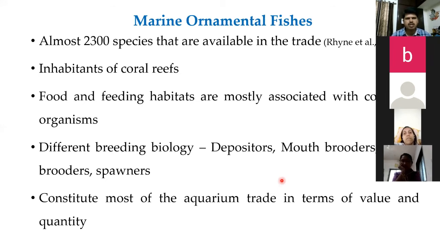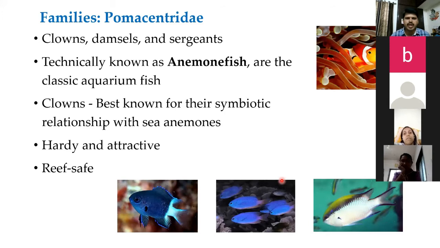And fishes constitute most of the aquarium trade. I'm not going into detail on all of the families, but I would like to highlight a few families because these families constitute most of the marine aquarium trade. So one is the Pomacentridae, where we have the clowns, damsels, and surgeons. Clownfishes are technically called anemonefish, and they have a peculiar symbiotic behavior with the sea anemones throughout their lifetime.